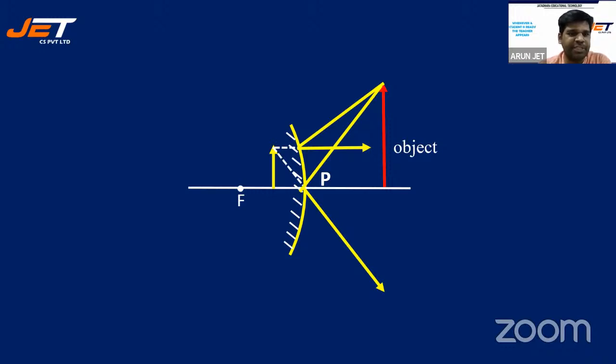It's definitely behind the mirror, as Shashank said. That was absolutely right. But others have said it is beyond C. No, it is not beyond C, right? It is between P and F. Now let us see both the scenarios together.